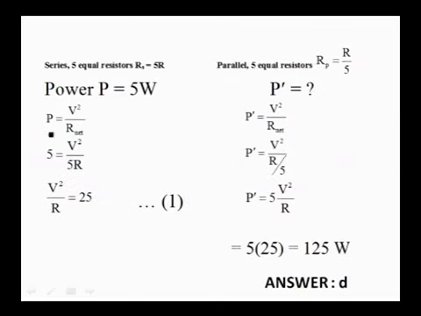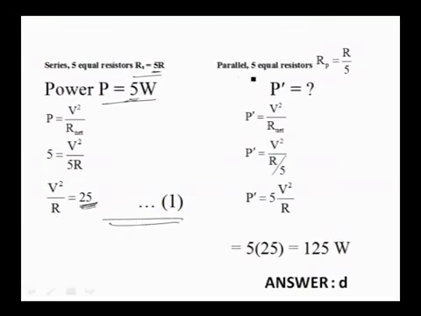See, I would like to first consider the series combination of 5 equal resistors. The effective resistance is RS equal to 5R, because all are identical. The power in this combination is equal to 5 watt. Therefore, by using the formula P is equal to V square divided by R, substitute the values. P is 5 and RS is equal to 5R. This 5 is shifted over here, 5 into 5 becomes 25. That is, V square by R is equal to 25. Give it as equation number 1.